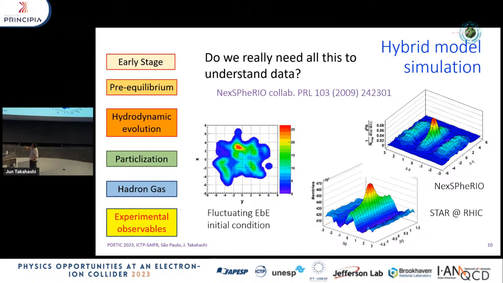So it showed us how important it is to have all the different steps. Even though we have a hydrodynamic evolution, the fluctuations in the early stages survive the hydrodynamic evolution and can be measured as an experimental observable. So it showed us that it was important.